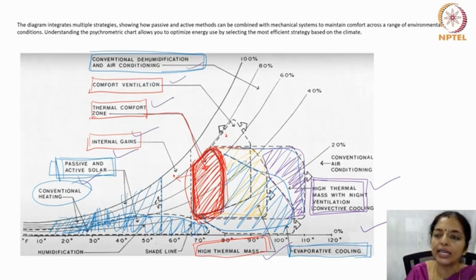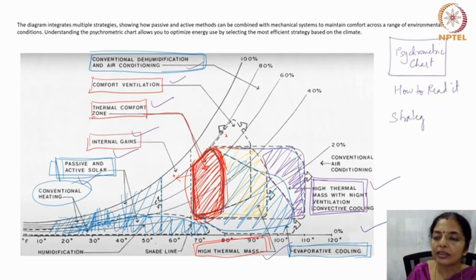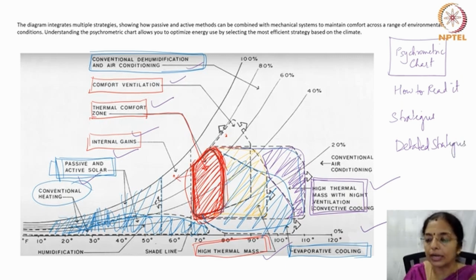So we have seen now the psychrometric chart, how to read it, and the strategies. If the indoor conditions that you design fall outside of thermal comfort conditions, and in forthcoming classes I will also teach you in detail all the strategies. So detailed strategies I will teach you in these lectures.